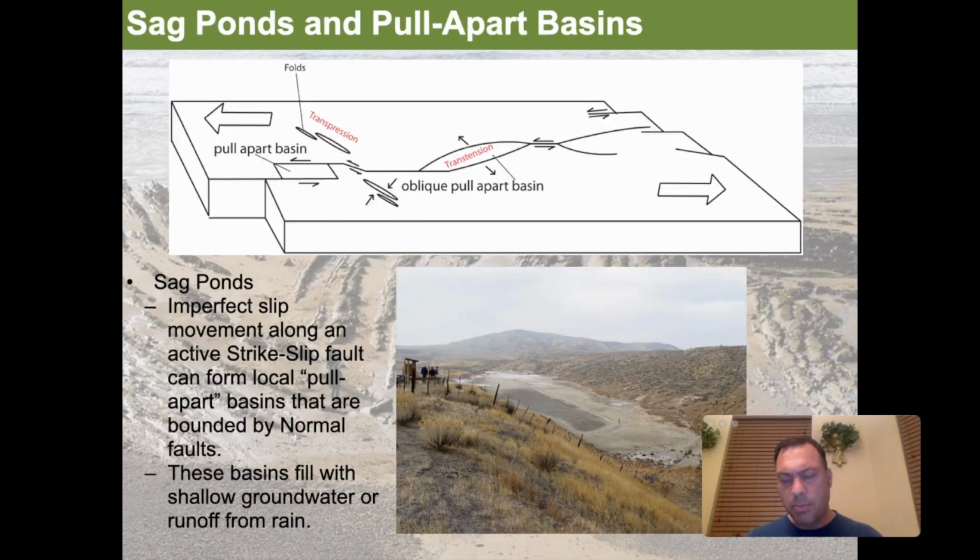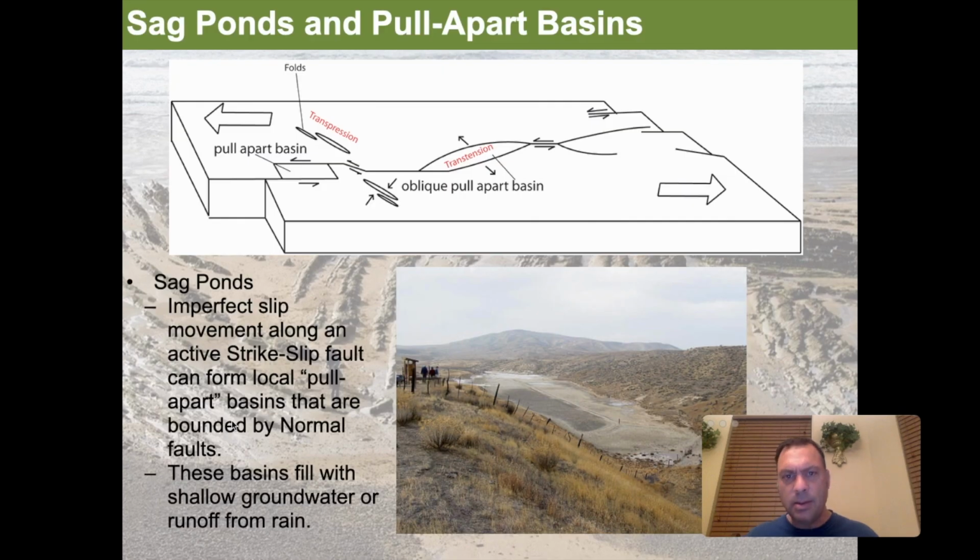The first one I wanted to bring up were sag ponds and how those form along a strike-slip fault. A sag pond is due to the fact that you have imperfect movement along a strike-slip fault. And when you have imperfect movement, remember this is a round earth and things don't move side by side forever. Things have to curve on a round earth, and you start having these types of problems. A strike-slip fault can form something called a pull-apart basin that is bounded by normal faults. So we have strike-slip faults that create a normal fault.